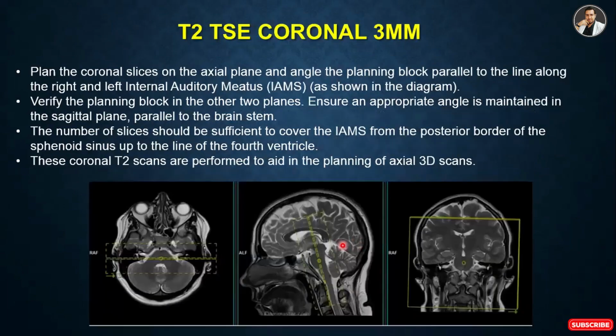Now, we will take a plan of ARL. We will take a plan of the coronal image. We will take a plan of the axial and sagittal image. In the axial plane, angle the planning block parallel to the line along the right and left internal auditory canal.